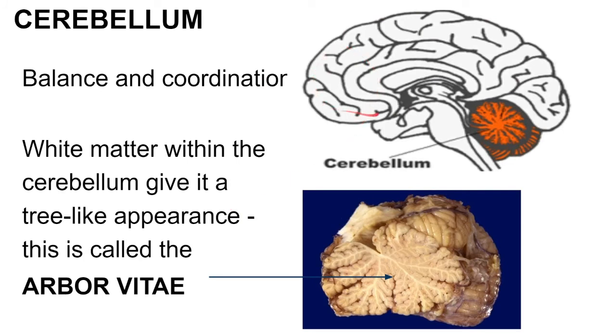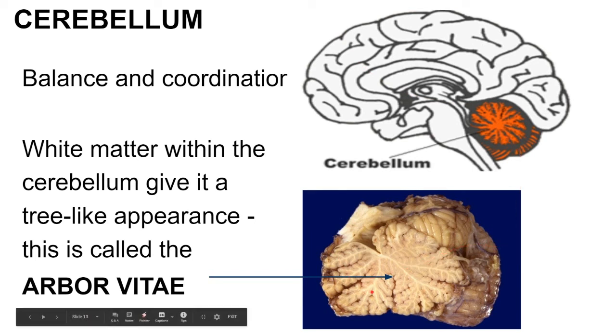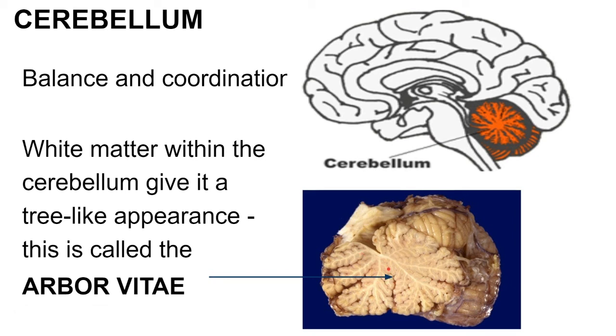So as I was saying, this is going to be the last part of your brain to fully develop, and this is where the rational decision-making part is. The cerebellum is this part back here. The white matter inside of it looks like a tree, so therefore it's called arbor vitae. And what the cerebellum does is balance and coordination. These are going to be more of the things that you don't actually think about doing.